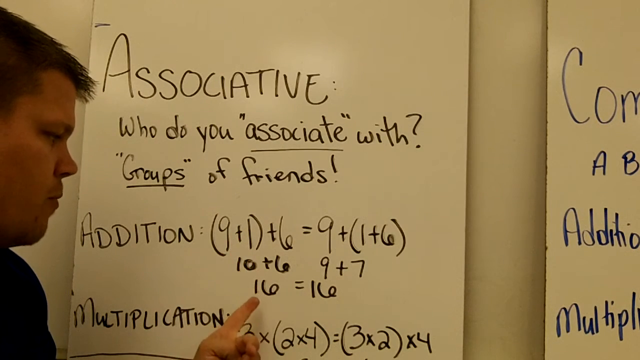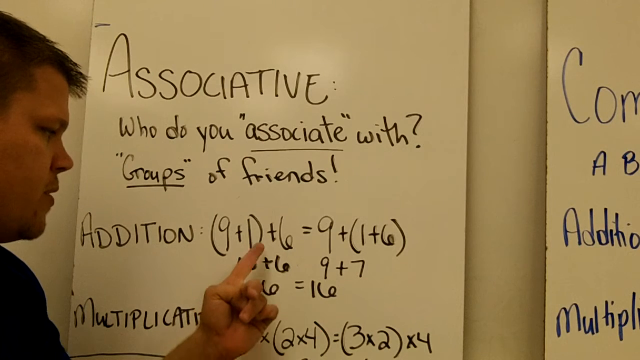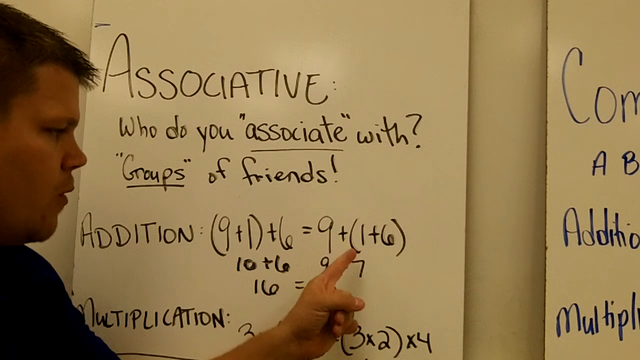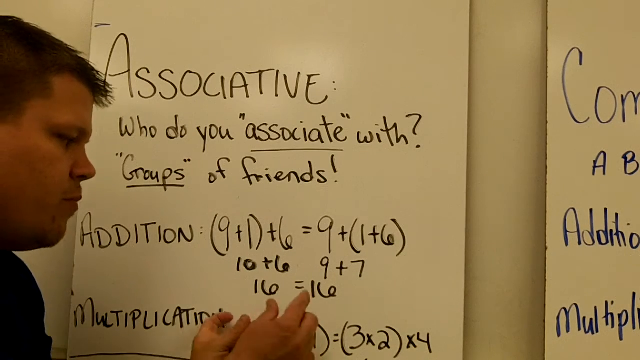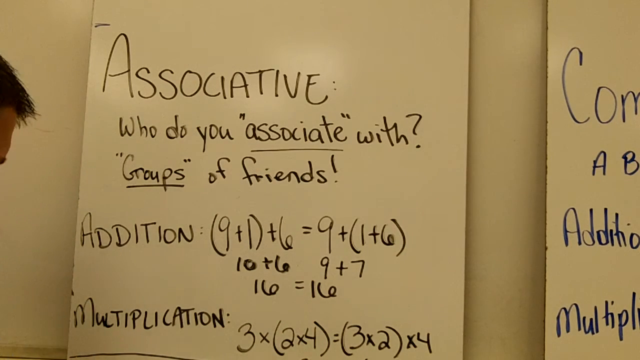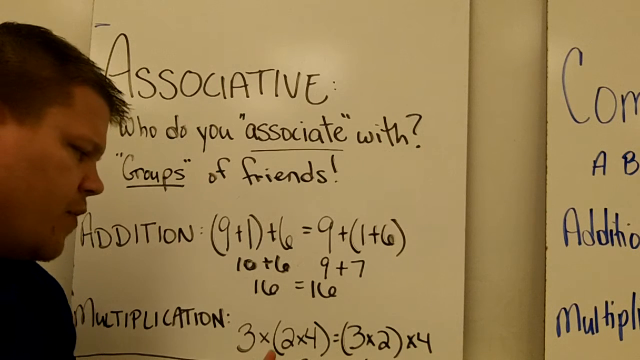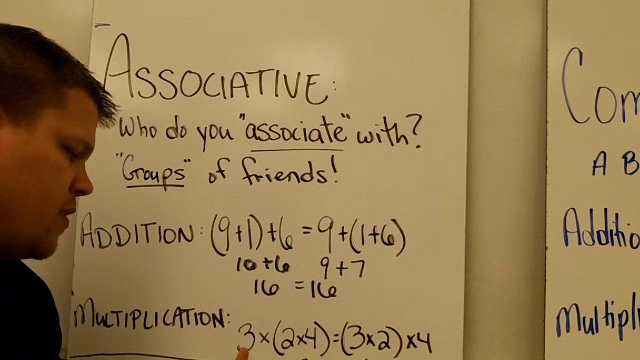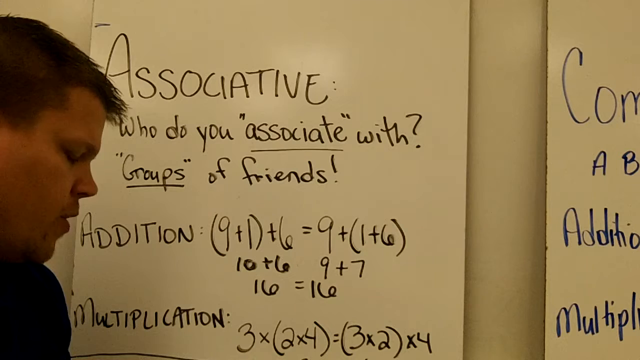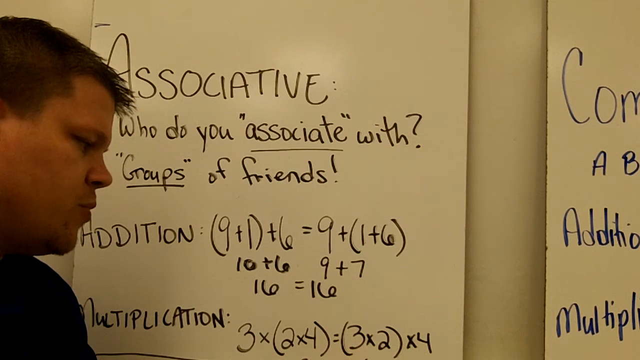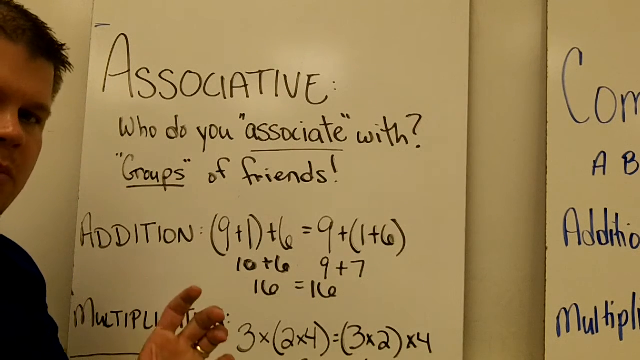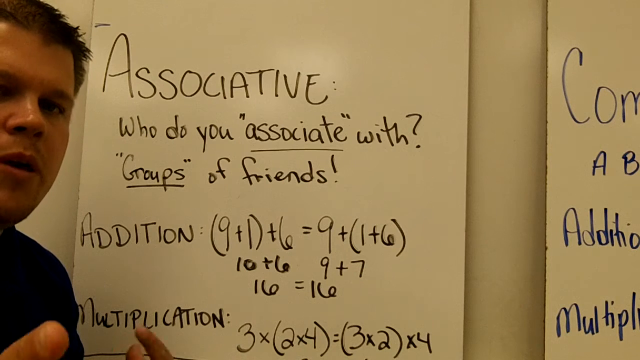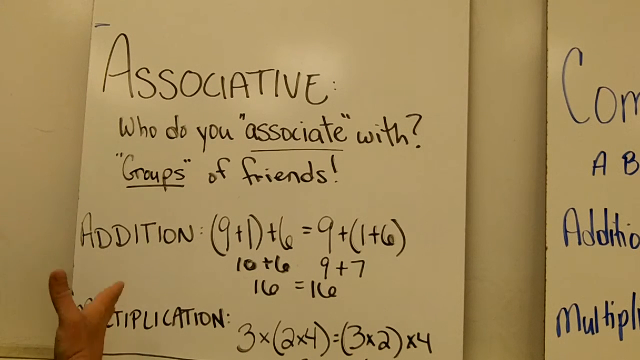You can see that our problems are solved here. 9 plus 1 is 10, 10 plus 6 is 16, 1 plus 6 is 7, and add the 9 to it and you get 16. So the answers are the same. Same thing with multiplication. We have 2 times 4 solved first and then times 3 with a product of 24. 3 times 2 is 6. Multiplying by 4, you get a product of 24. The same thing on both sides. Remember, grouping symbols are in associative. Commutative is one big community of numbers. Pause now if you need to.